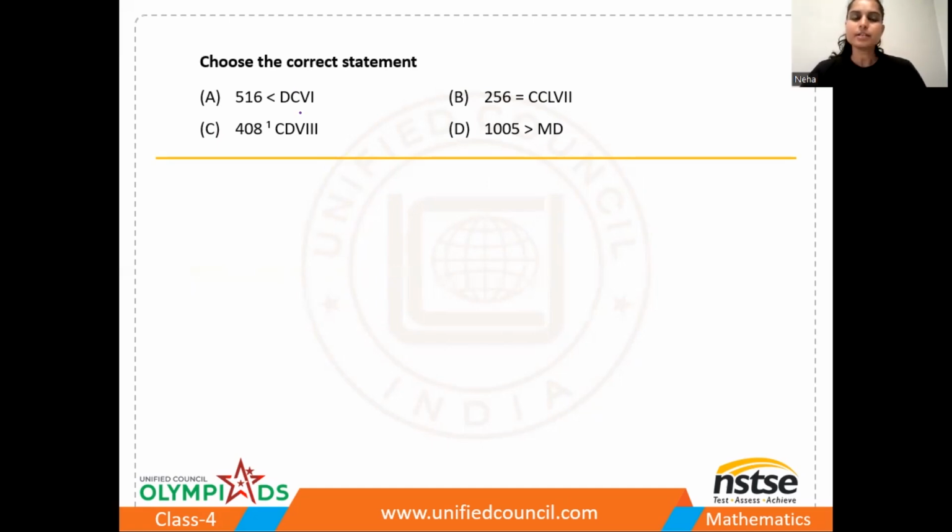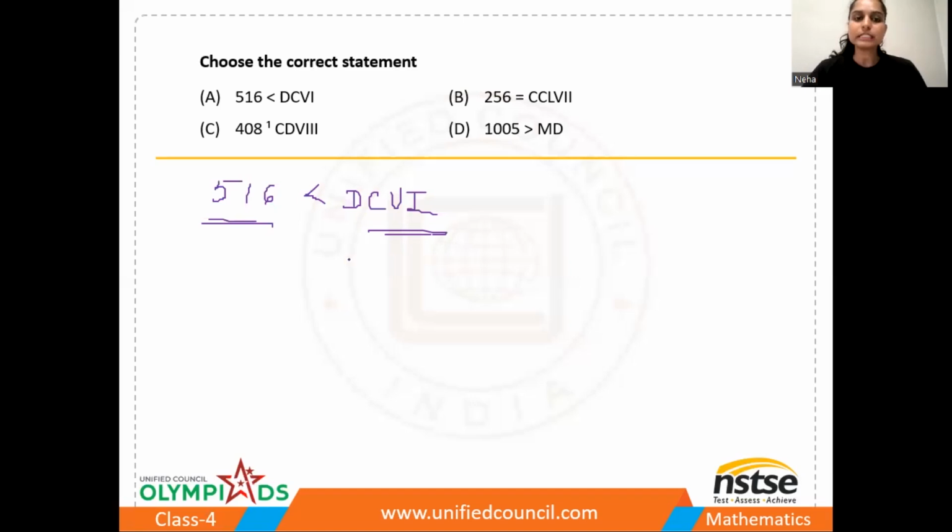And along with some numbers, some symbols are given, right? So what we have to do here is find out which statement is correct, right? So the first one is that 516 is less than this one. So what is this, my dear students? This is nothing but Roman numerals, right? So to compare these two numbers, what do I have to do first? First, I have to convert the Roman numerals into numbers, right?